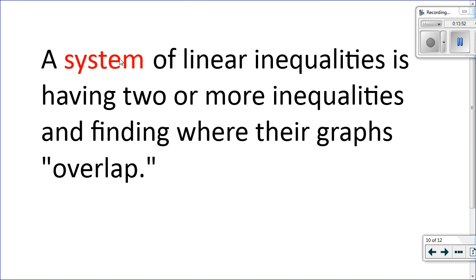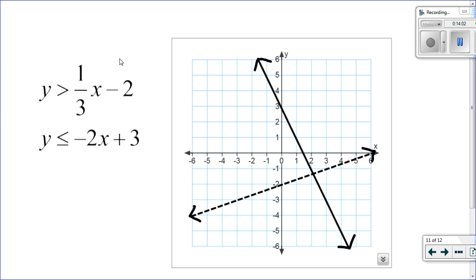All right. A system of linear inequalities is having two or more inequalities and finding where their graphs overlap. I'm going to split this up into two sections here. We're just going to do one of these examples, and then we're going to finish this off in another section just to make sure this doesn't get too long.